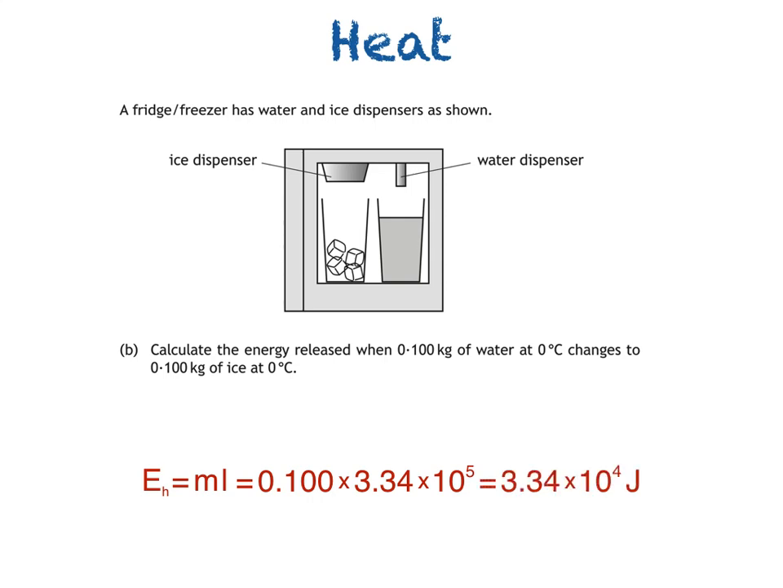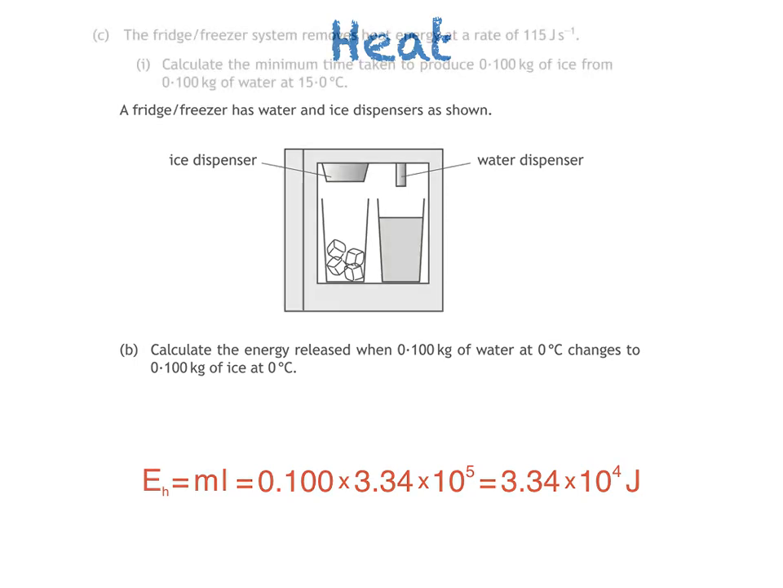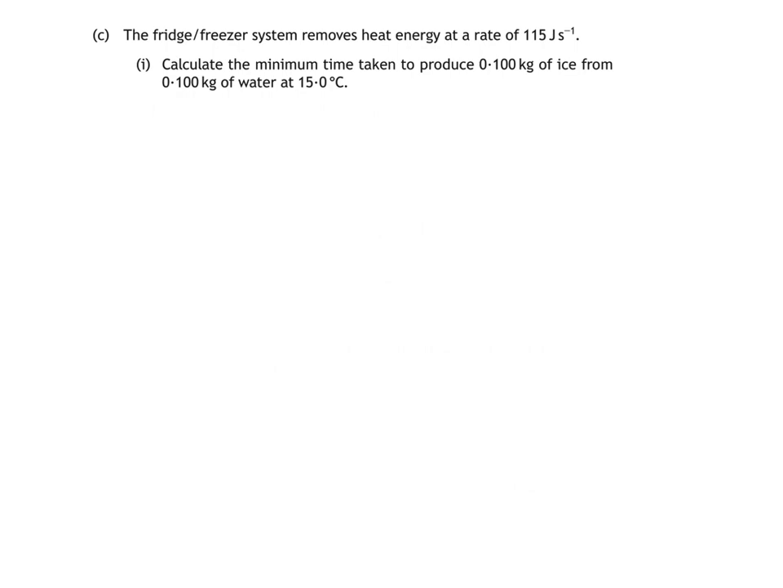If you'd like to know a little more about specific heat capacity and specific latent heat of vaporization and fusion, then watch my definitions video on properties of matter. On to part C of the question. The fridge freezer system removes heat energy at a rate of 115 joules per second. Calculate the minimum time taken to produce 0.100 kilograms of ice from 0.100 kilograms of water at 15 degrees Celsius.